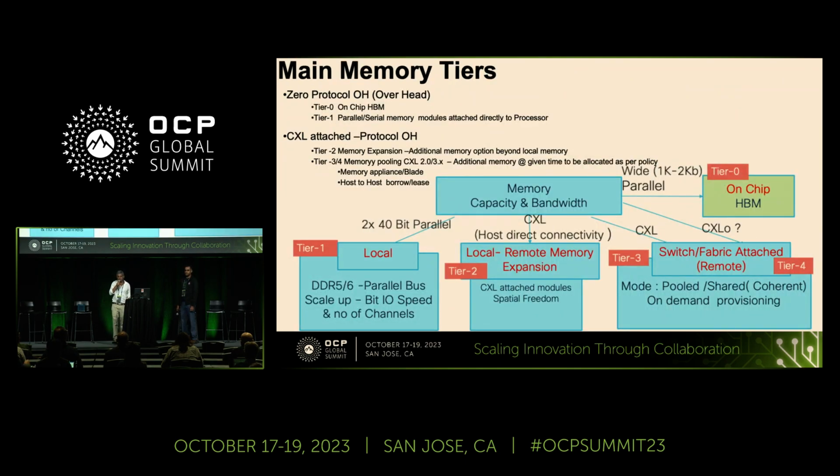So these are the tiers we are talking about. You have a zero protocol overhead tier, which is directly attached, either HBM or the direct attached DRAM channels. Then we slowly migrate away from the CPU with a little bit of latency overhead. So from tier 0 to tier 1, tier 2, tier 3, every tier adds a little bit of latency on top of that.